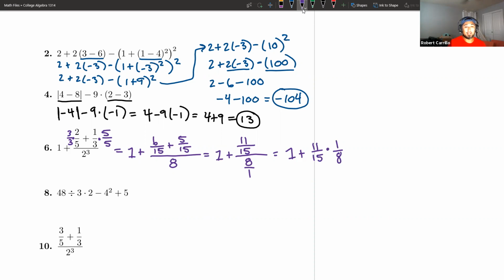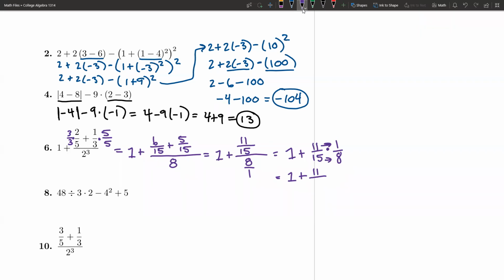And unlucky for us, there's nothing in common with 11 and 8 and 15 and 1. So we have to multiply these straight across. So you'll get 1 plus 11 over, what is 15 times 8? 120. Good. And now we're almost there because now we need to combine this 11 and that 120.